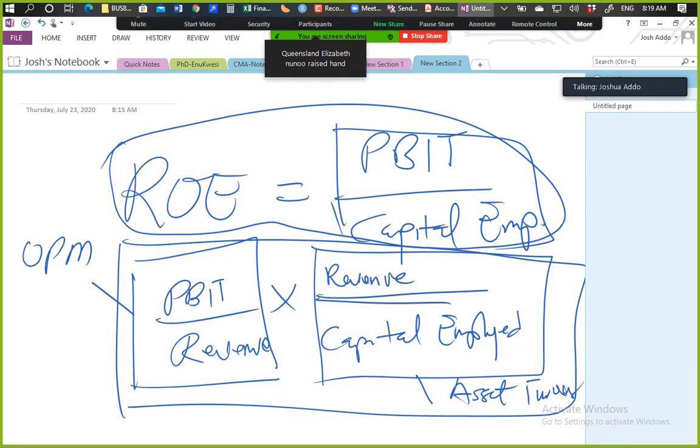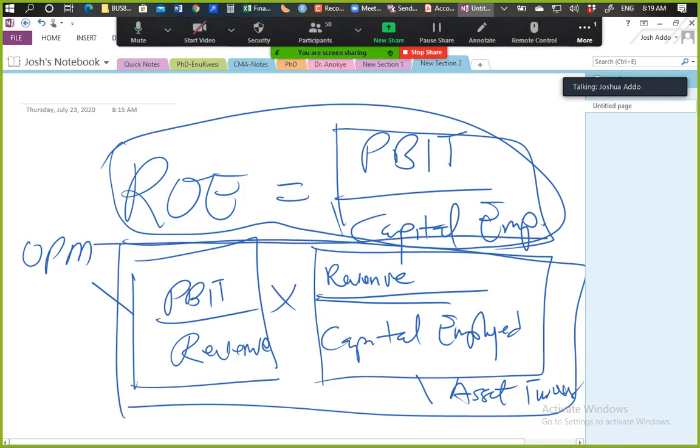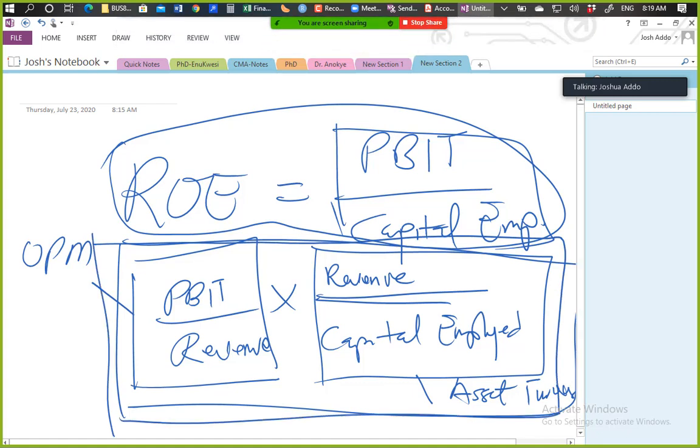The second formula, which can do the same work as the first formula, is what they call the Dupont formula. You can read about it. So when you hear Dupont, it is just analyzing ROCE as a product of operating profit margin and asset turnover. Okay, so that is it for the profitability ratios.